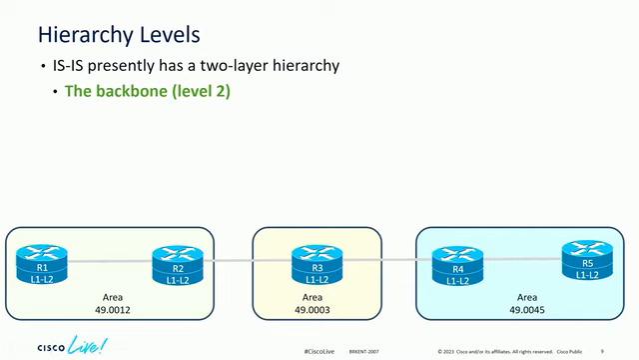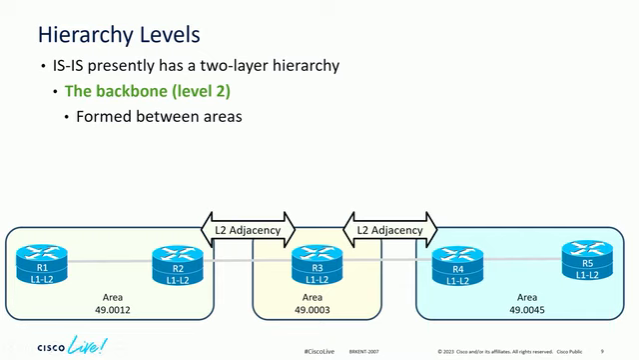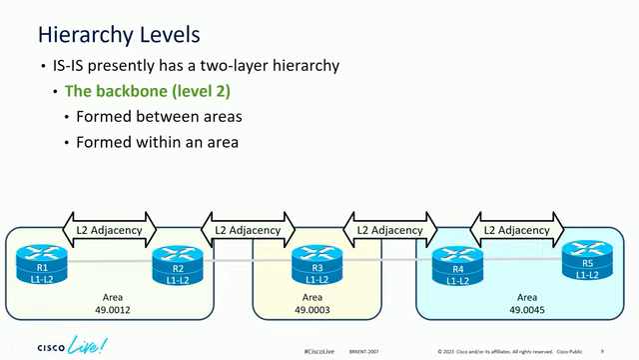So when we talk about what the backbone comprises of, we'll have a layer 2 adjacency between L2 type routers. So there's our first L2 adjacency, and then there's our second L2 adjacency. Even though R1 and R2 are in the same area, they can still establish an L2 adjacency. Does that make sense? All right, same thing with R4 and R5. So they're gonna be formed within an area or outside of an area, inter-area, for lack of better terms.